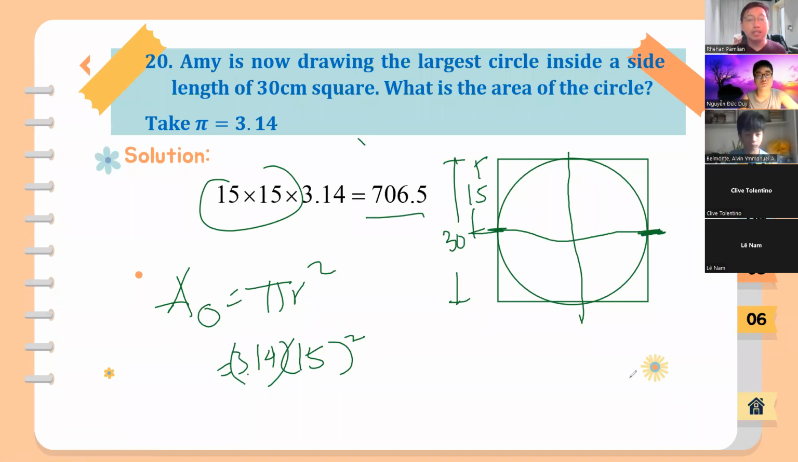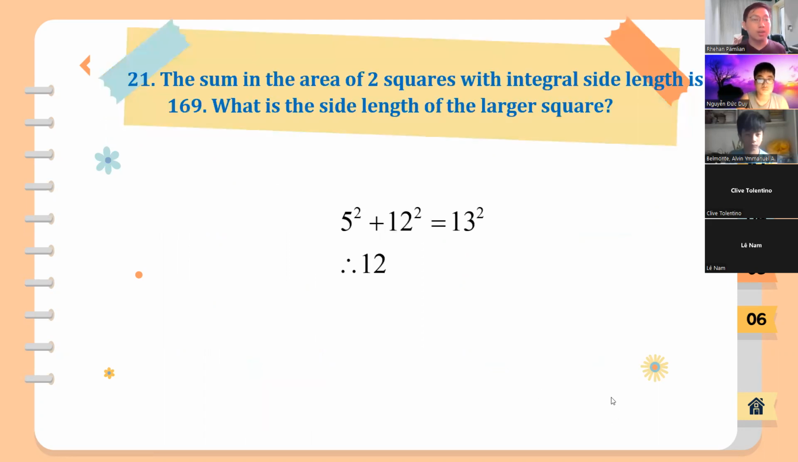Okay, but this is the problem. This is an inscribed problem. Why is it inscribed? Meaning the circle is inscribed in the square. But it's a different thing when you say circumscribed also. So we proceed with number 21.